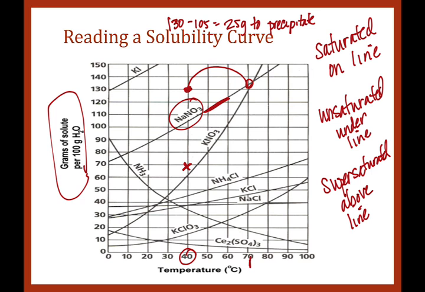Okay, so if I have 100 grams of water, I could dissolve 105 grams. At 200 grams, it's twice as much, right? So it could be 210 grams. So that's how that works, okay?